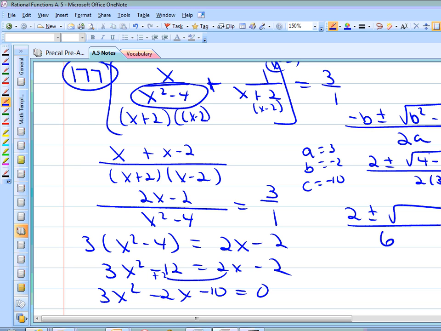Let's see what the discriminant is. This would be a 4, and then negative 4 times negative 10 is positive 40, and positive 40 times 3 would be 120, so plus 120. And so underneath we're going to find 124. And we're going to simplify our radical.